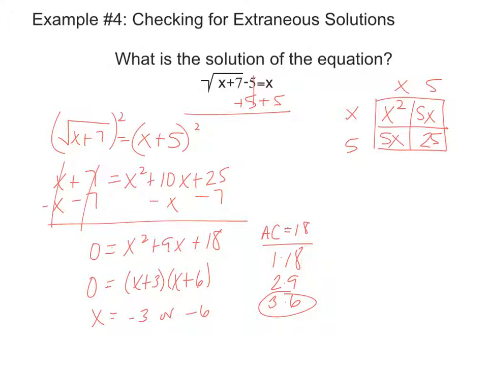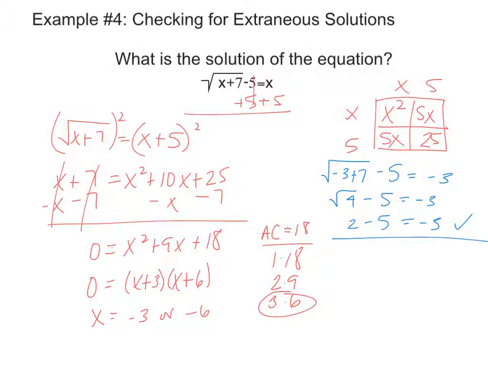All right, now we need to check to see if there are extraneous solutions. So what we'll do is we'll substitute -3 and -6 back into our problem. So let's do that. So that would be the square root of -3 plus 7 minus 5 equal to -3 if I substitute the first one in. So that will give me the square root of 4 minus 5 equal to -3. That's really 2 minus 5 equal to -3, and that works out correct. So that one, the first one is a solution.